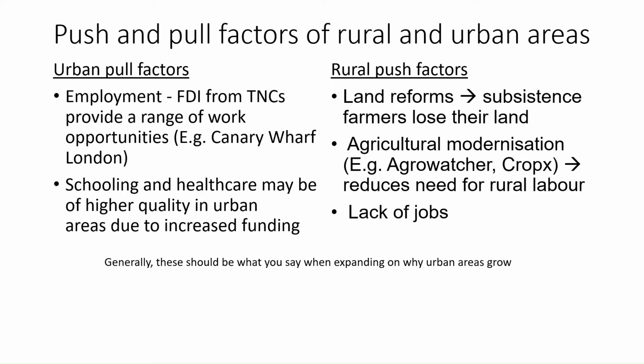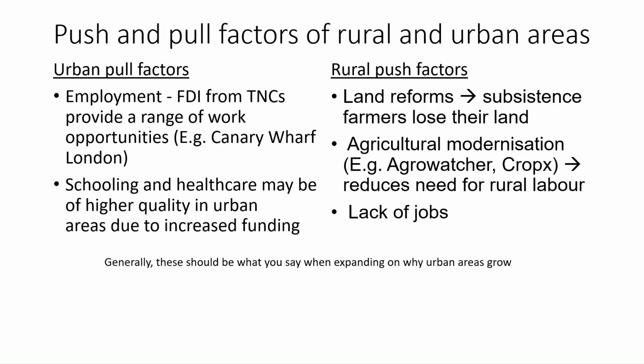So perhaps the government are using rural land for wind farms or something, for example. And this causes subsistence farmers to lose their land. So subsistence farmers are people who literally just farm for just their own bare needs. They don't sell their crops. They only farm to survive for their own good. And agricultural modernization, which is becoming increasingly prevalent in our world. So yeah, people are using a lot more high tech for agriculture.